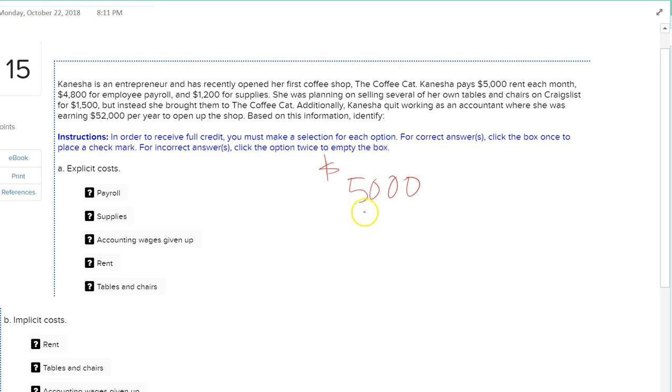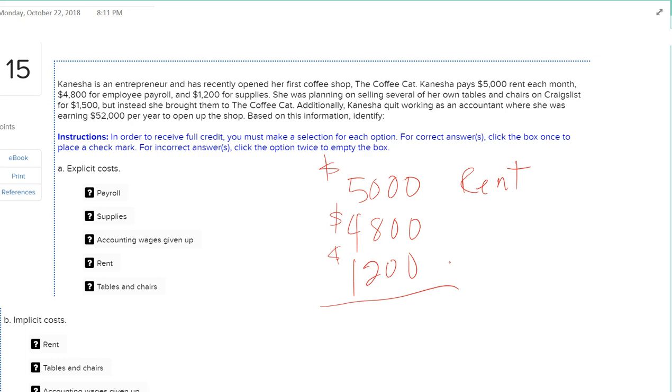$4,800 for payroll, so that's rent, payroll, and what you can see right off the bat is these are explicit costs. You would get a receipt for these. You would report these to your accountant. And $1,200 for supplies. She's planning on selling several of her own tables and chairs on Craigslist for $1,500, but instead she brought them to her shop. Additionally, she quit working as an accountant where she was earning $52,000 per year to open up the shop. So let's find her explicit and implicit costs.